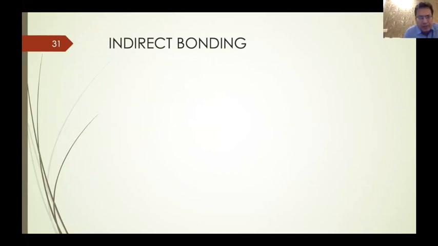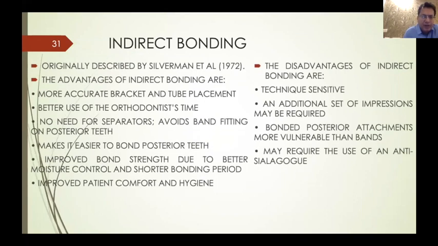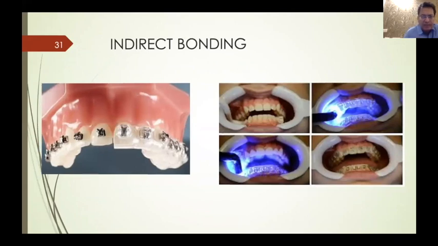But something which is very popular and examiners will ask, which you will not be doing in the exam, is indirect bonding. Indirect bonding was described by Silverman because it's more accurate, saves the orthodontist time, avoids bad fitting of the posteriors, makes it easier to bond the posteriors, and also gives better moisture control. However, these are more vulnerable to breakages, and you may require silogogues to be used. So just be aware of another method of bonding, which is indirect bonding. You are fabricating an indirect bonding tray and then you are curing. So this is another method of bonding.